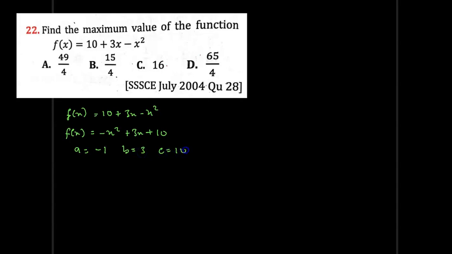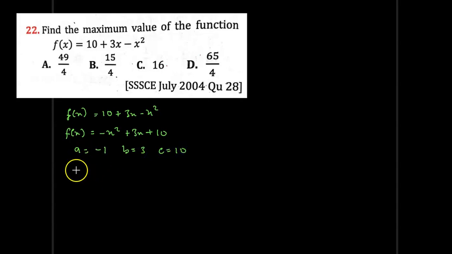This time around, it says find the maximum value of the function f of x equal to 10 plus 3x minus x squared. In order for you to know what the coefficients of x squared, x, and c are, we can write it as f of x is equal to -x squared plus 3x plus 10. Therefore, my a value is -1, b value is 3, c value is 10.